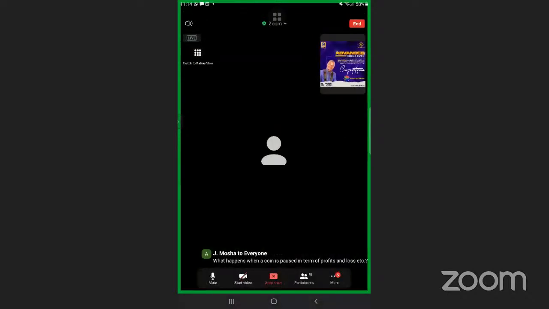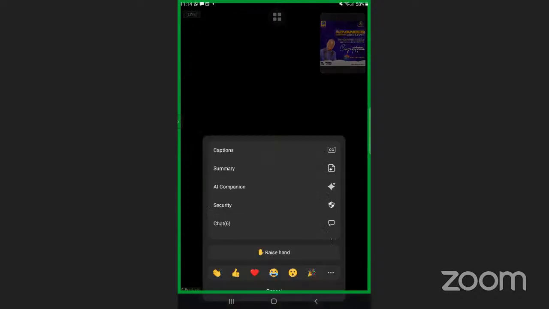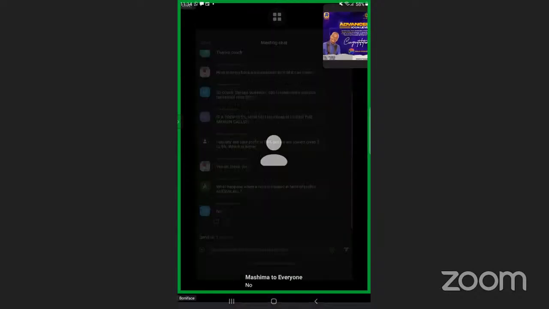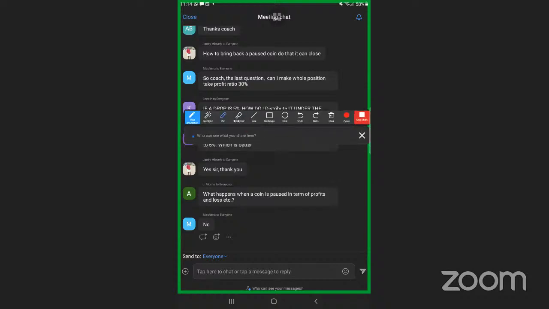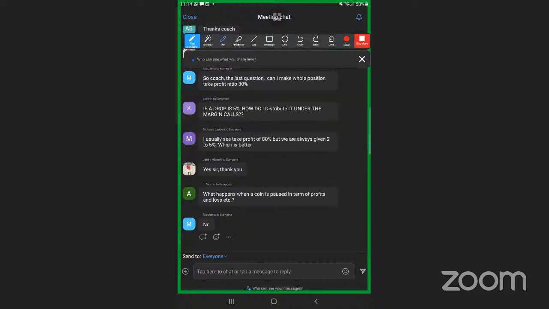Someone is bringing a last question. What happens when a coin is paused in terms of profit and loss? When you have paused a coin, you have just stopped it, but it does not mean that it's not trading. When you pause a coin, the coin is trading in the background.